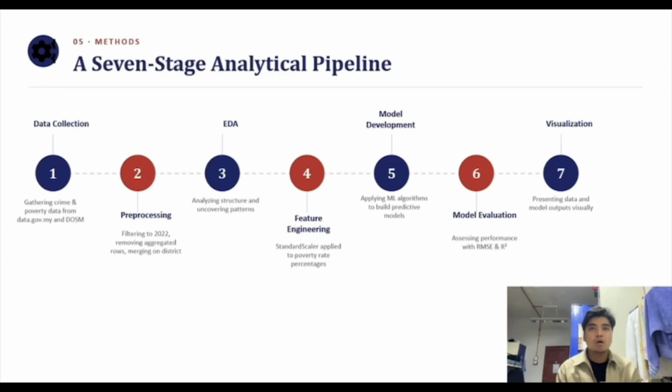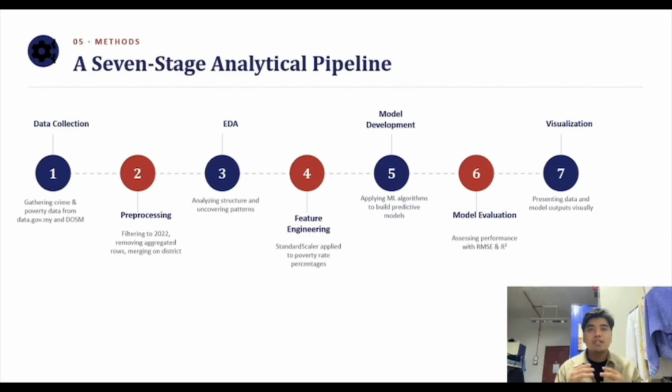Next, let's walk through our methodology, which followed seven main stages. We started with data collection, gathering crime and poverty data from our two sources, and then we moved to processing, filtering the data to only 2022 and removing aggregate rows, and merging both datasets using the district column as our key. After that, we performed exploratory data analysis, or EDA, to understand the structure of our data and uncover initial patterns.